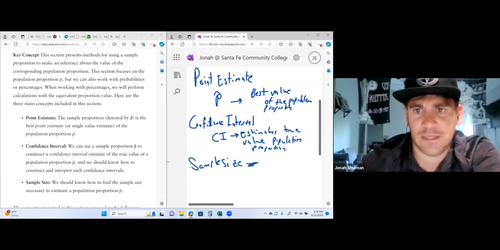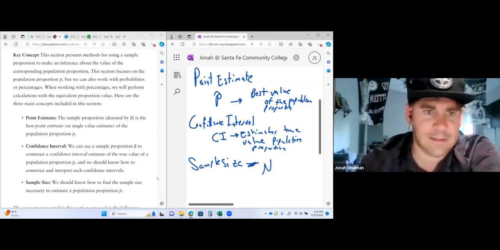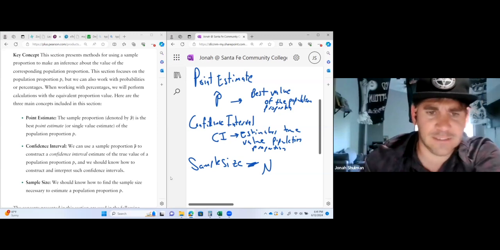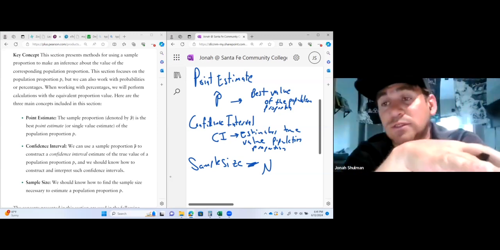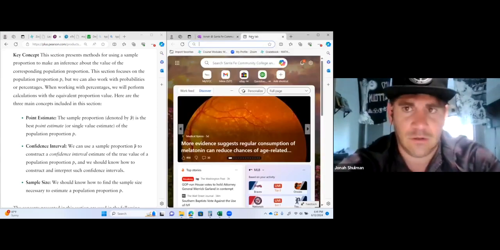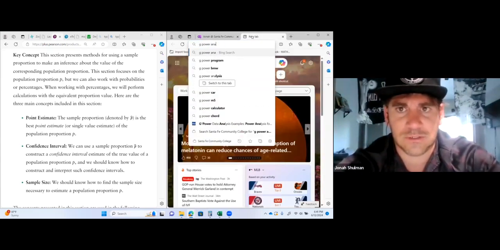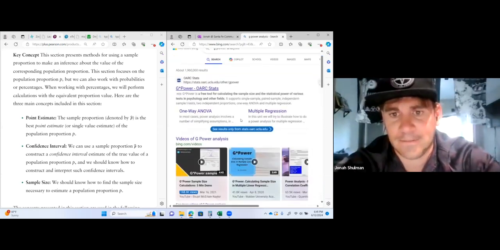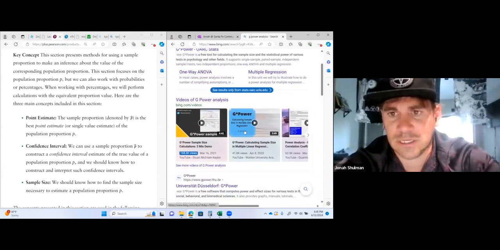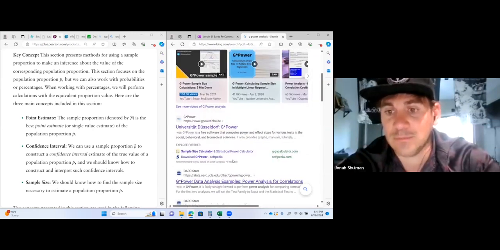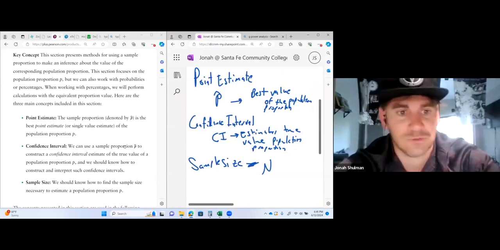So this is just our n right here. And we should be able to find the sample size necessary to estimate a population proportion. This is actually really close to the G-power analysis that I spoke of before. The G-power analysis just kind of tells you how many people you need. It's basically telling you what you need for your sample size. How many people do I need in order to get a good result?